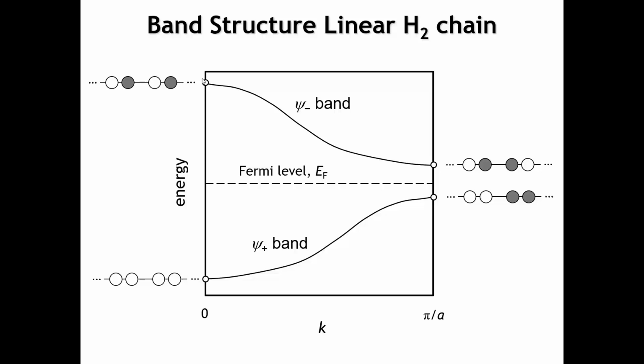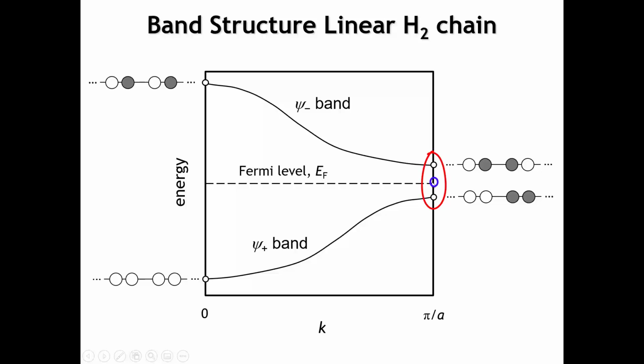And when you think about this diagram, it tells you why this dimerization happens. If we kept the distance within the molecule to be exactly the same as the distance between molecules, then these two bands at k equal pi over a would be degenerate. They would both have the same energy.